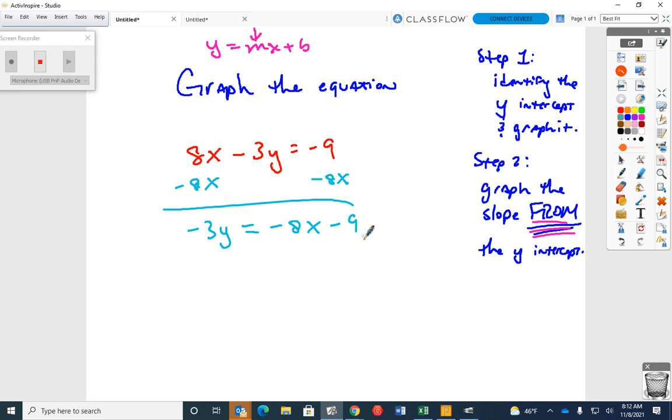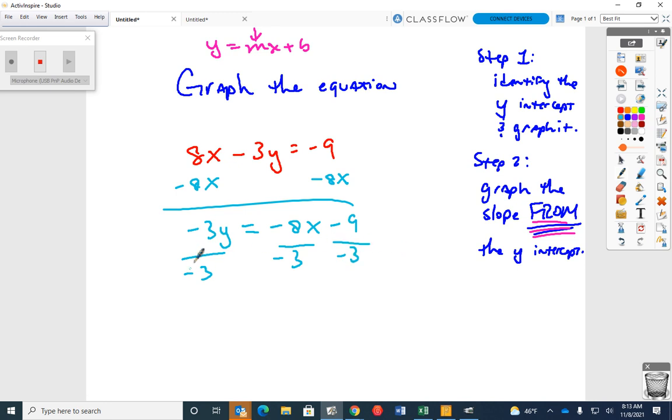I'm in good shape. What's wrong, Kemper? What must I do still? Get the y by itself. How do I get the y by itself? Divide. Kemper. Divide by what? 3. By 3? Well, that's going to leave me with a negative y, though. What should I divide by? Negative 3. Should I also do it here?